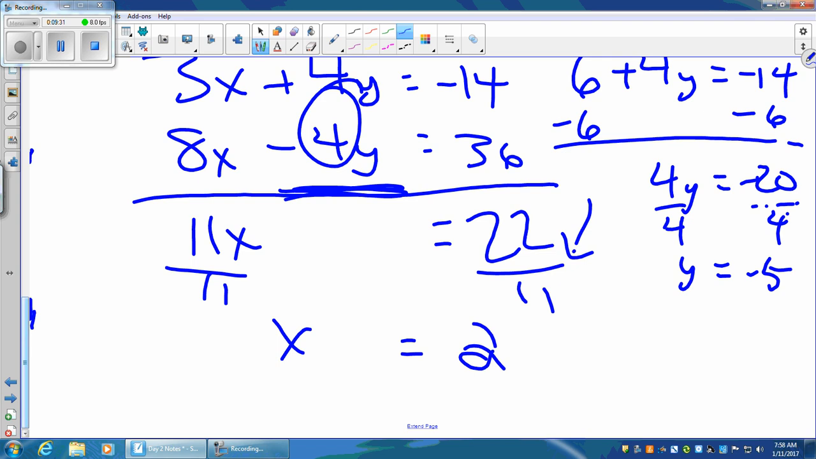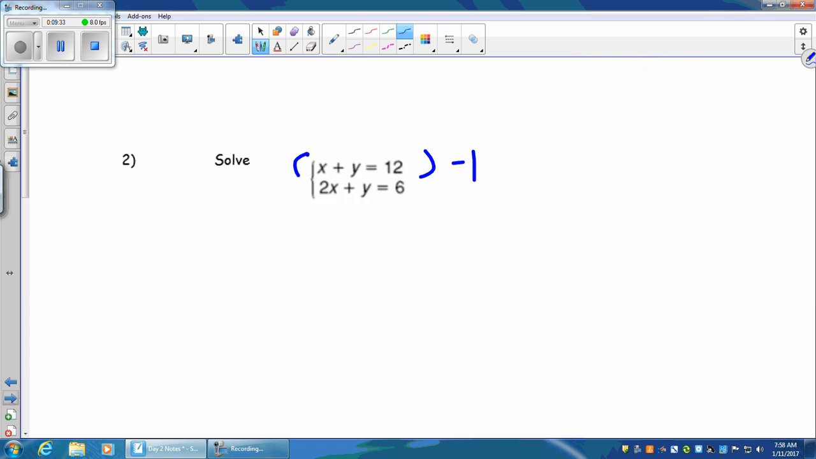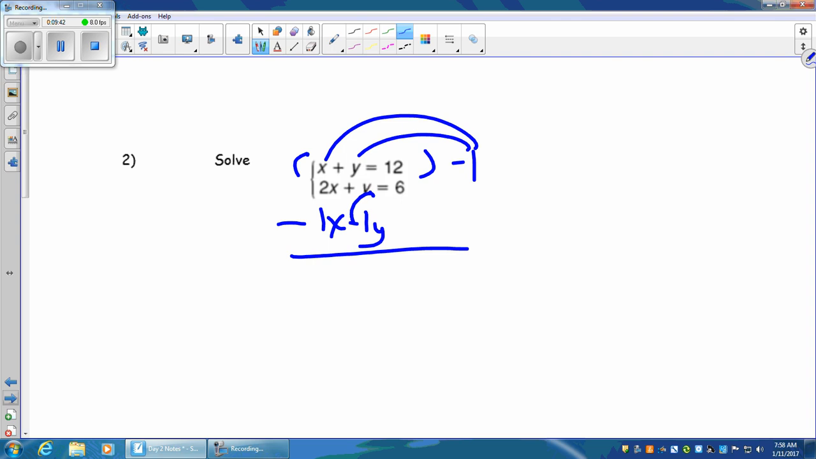Let's move on to the back, and we are done. So if you multiply this top one by -1, I'm going to go -1x, -1y, there's my elimination right there, and -12. Make sure that you have a -12. Because here you're going to just get x is equal to 6 minus 12, because I got rid of this one, remember? 6 minus 12 is -6. And look how easy that is now.